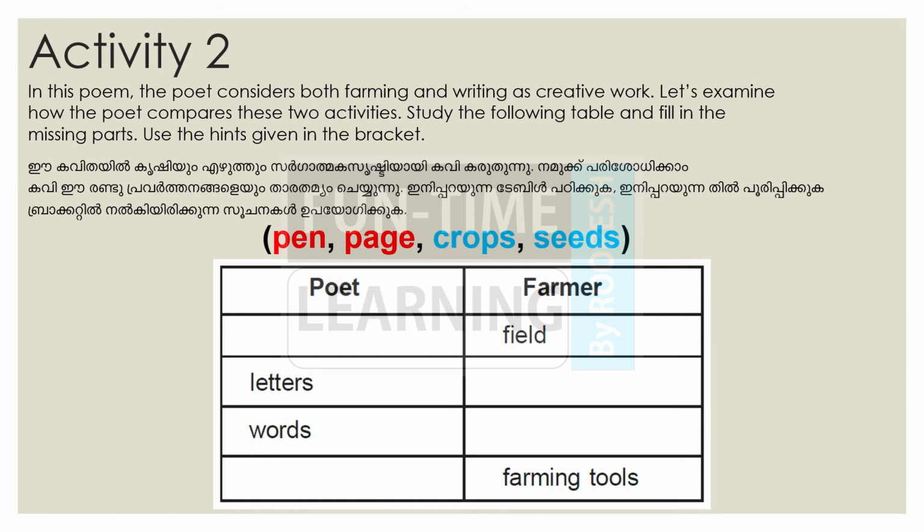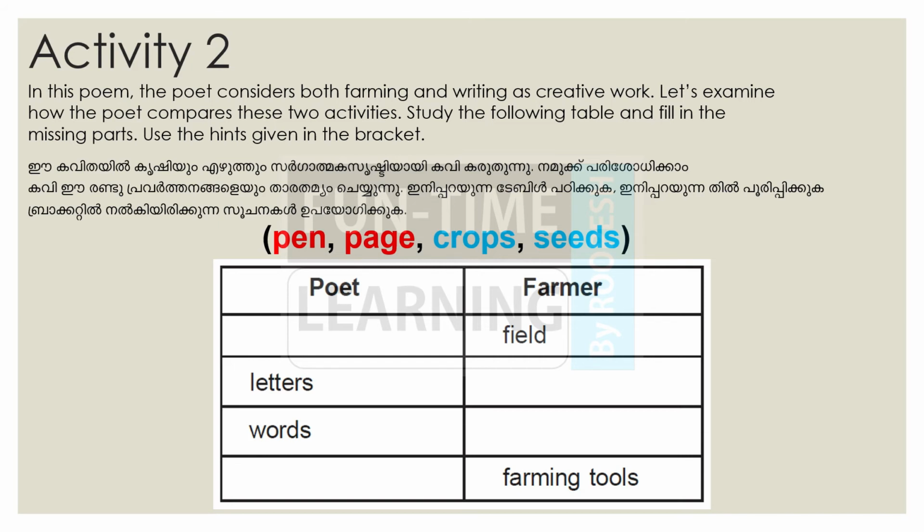And activity 2 is a very simple one. In this poem, the poet considers both farming and writing as a creative work. Let's examine how the poet compares these two activities. Study the following table and fill in the missing parts. Use the hints given in brackets.